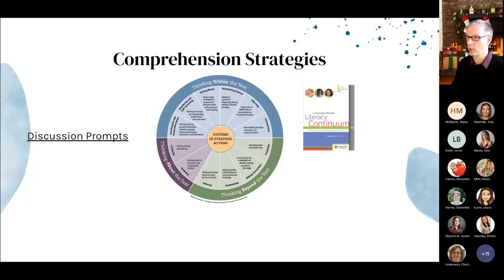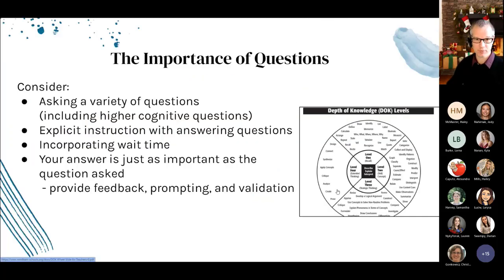So there's certain question prompts that you can use there, and that's linked for you as well. Now, the importance of asking questions. Of course, we know this is essential, but there's also levels of questions that we can ask. So you can see those on that wheel on the side there too. And the higher order level thinking questions, we know about these as well, but it's really important to ask that variety of questions. Explicit instructions with their answering questions and incorporating wait time, we all know that too.